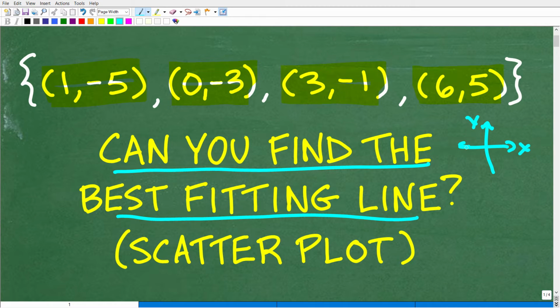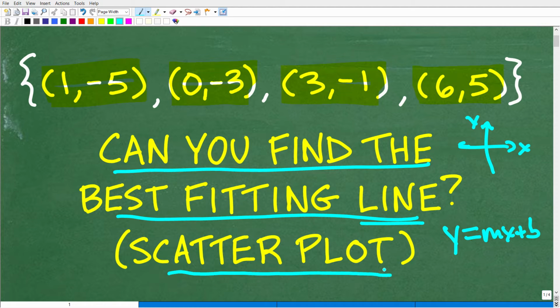And you're going to see some sort of trend, some sort of pattern. And the idea here is to find the best fitting line. And when we're talking about a line, we're talking about a linear equation, y equals mx plus b. Now, this type of problem is often referred to as a scatter plot. Okay, so that's the question.